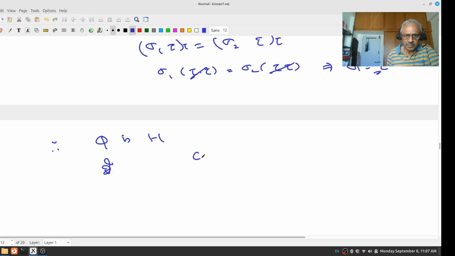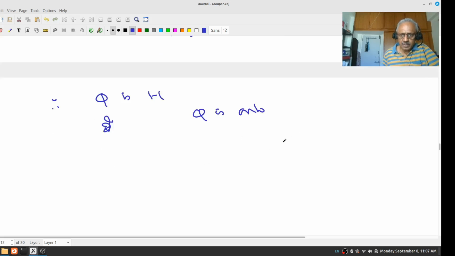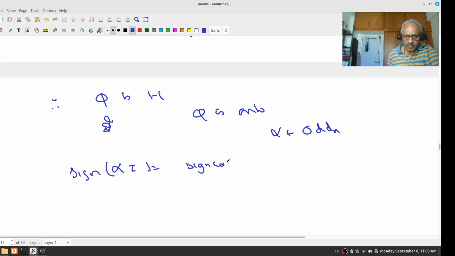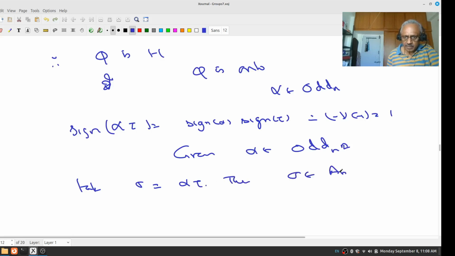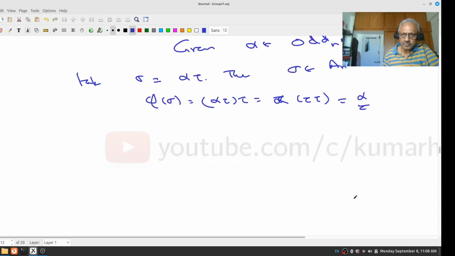I claim phi is onto. What does that mean? Okay, suppose you give me an alpha in odd n. Then alpha times tau, what is the sign? That will be sign of alpha and sign of tau. Both are minus 1, minus 1 into minus 1, therefore it's 1. Therefore, given alpha in odd n, take sigma equal to alpha tau. Then sigma is an even permutation. And what is phi of sigma? Phi of sigma is alpha tau tau, that is alpha. So it's onto. Is that clear? So pause, review, proceed.